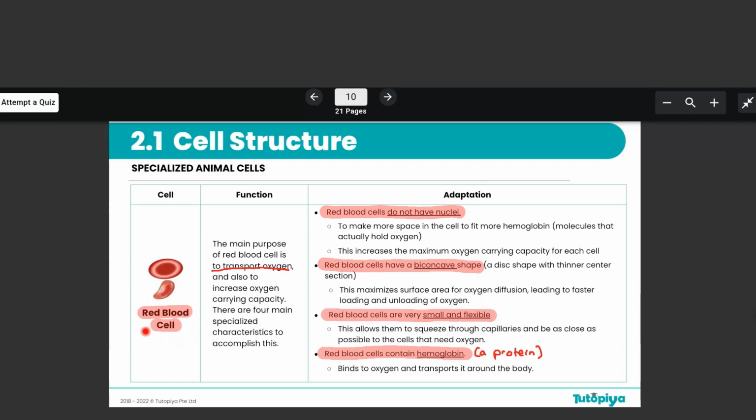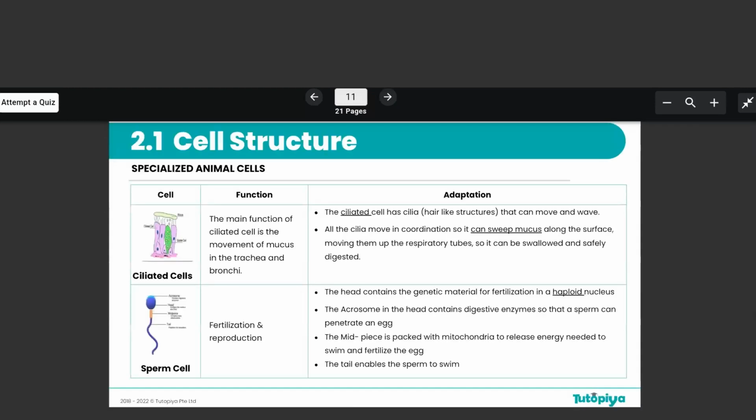All right, so let's move on to the next slide, where we have our next specialized cell, the ciliated cells. Now, ciliated cells are these unique cells that are found in the respiratory tract. So they're found in the respiratory tract, in our trachea and bronchi, etc. And these ciliated cells are also unique cells that happen to have these thin hair-like structures on them. These thin hair-like structures are called cilia. And because these cells have cilia, they're called the ciliated cells.